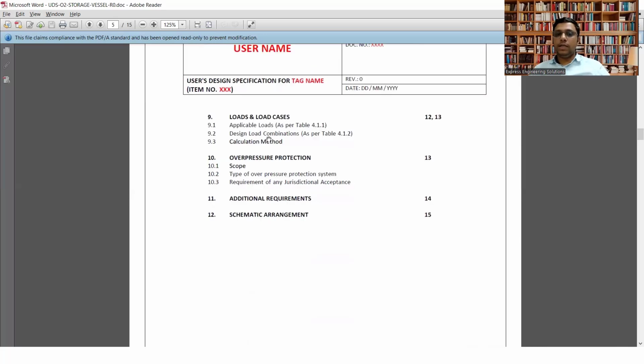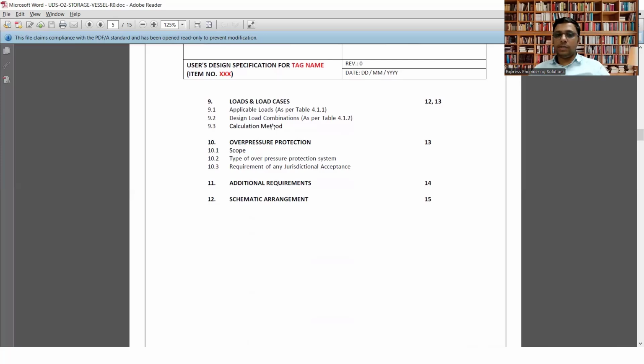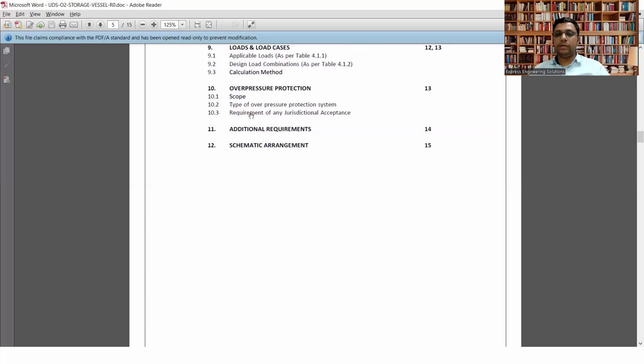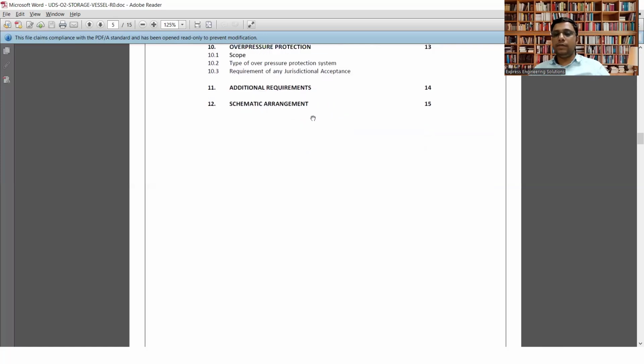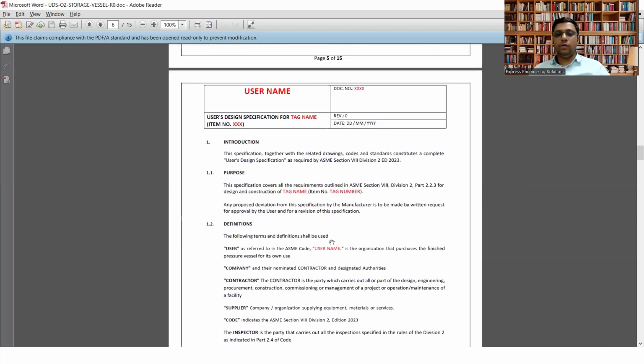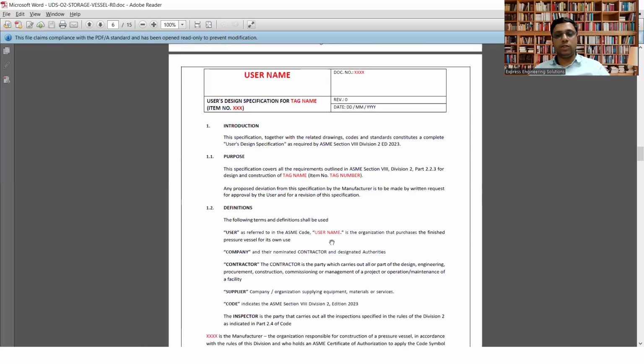Then load and load cases. So applicable load cases as per table 4.1.1, which is given in the code, the load combination. So whether all the load combinations are there, that needs to be specified. Then design loading combination as per table 4.1.2, calculation methods, all those things need to be mentioned under load and load cases. Then comes the overpressure protection. The scope, as we have seen, as per Part 9, we have to see that. Then, if there are any additional requirements, those need to be specified. And then comes the schematic arrangement. Whatever the overall drawing you need to follow, if the customer has prepared one, that also needs to be attached. So this is in general how the UDS would look.